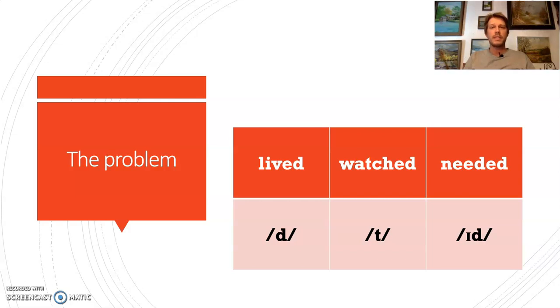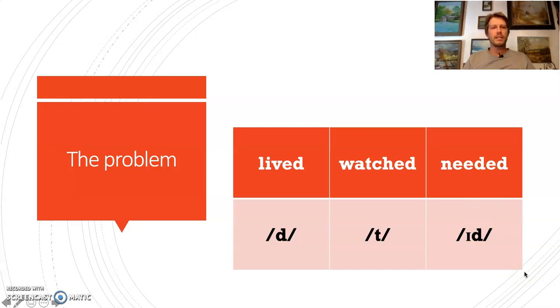Here's the problem. I gave you three examples, lived, watched, and needed. The problem is that each of these words has ED at the end, but listen to the pronunciation. Lived, watched, needed. There's really three different pronunciations of ED. Sometimes it just sounds like D, like in lived. Sometimes it's T, like in watched. And sometimes it's id, like in needed.